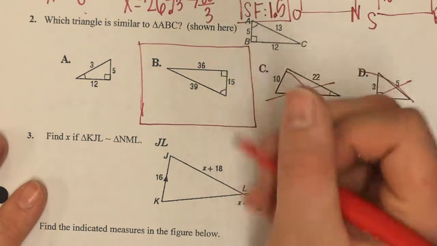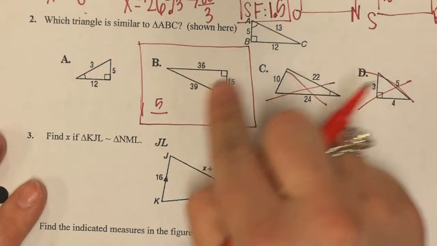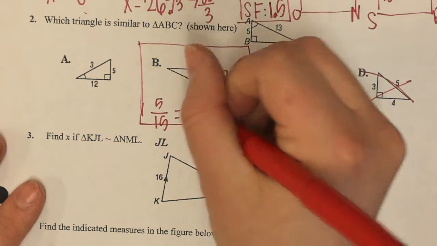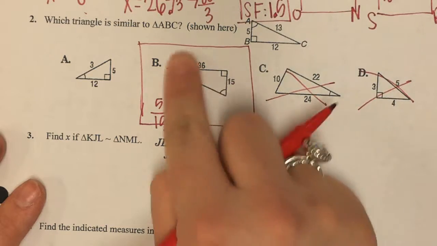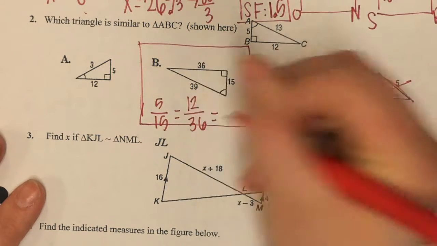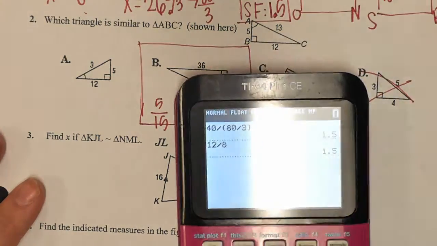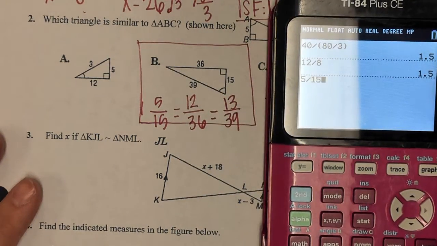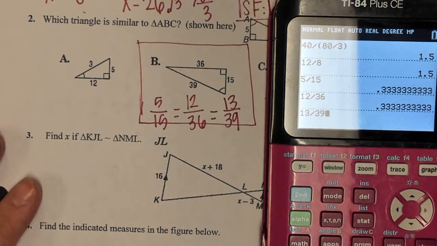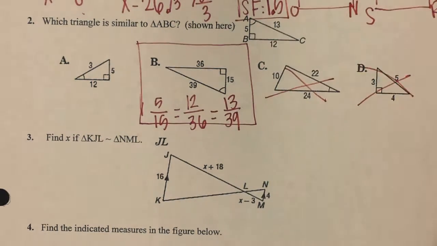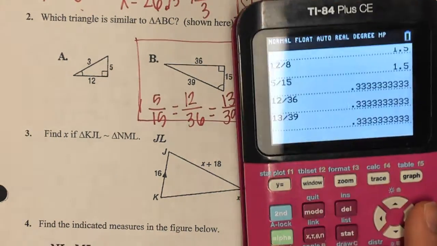So smallest on the top is 5. What's the smallest on this one? 15. Middle top is 12 over middle here is 36. Large top over large bottom. So make sure those are all the same. 5 divided by 15, 12 divided by 36, 13 divided by 39. Yes. They're like multiplied by 3. Okay, yeah.